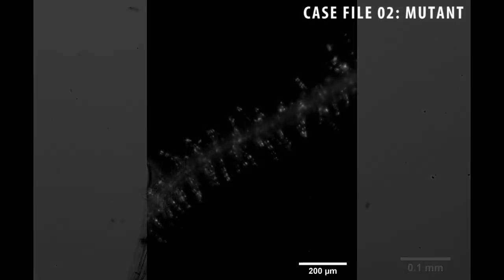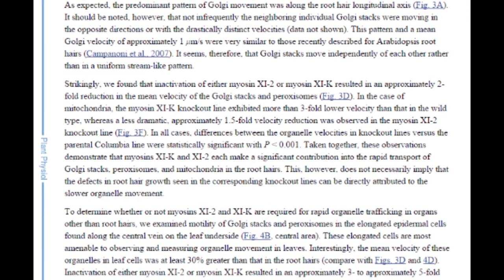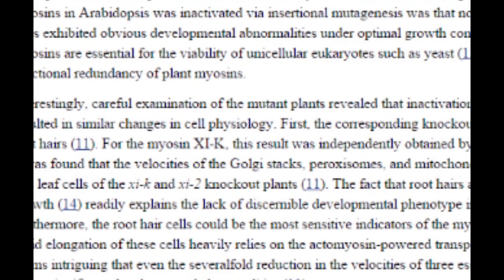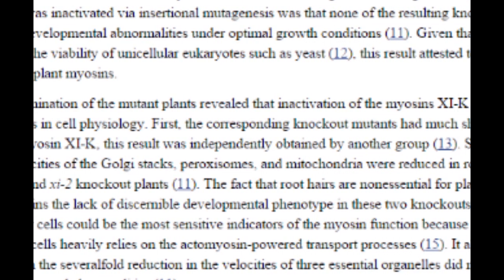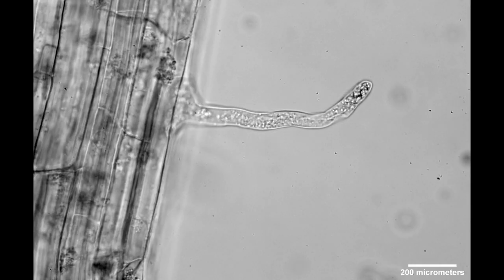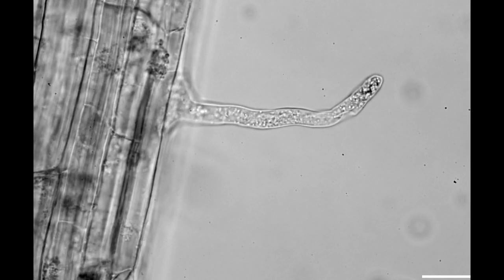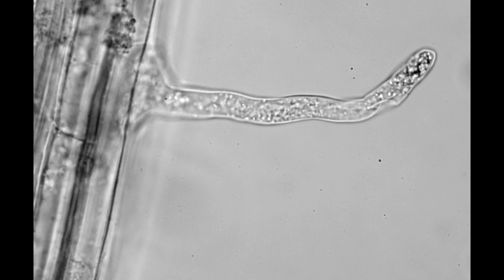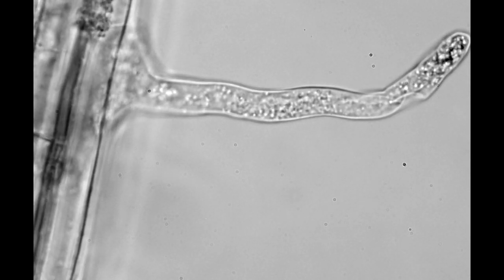It has also been shown that mutations in the XI2 and XIK myosin genes cause reduced velocity in the movement of Golgi, peroxisomes, and mitochondria. So my partner and I went on the hunt for some more evidence. Our search began with the bright field microscope. While we were able to see some streaming, we knew these weren't the results that we were looking for.